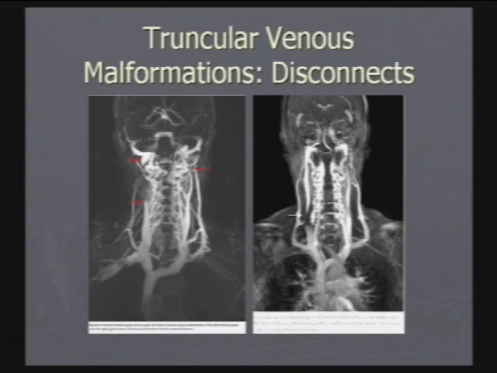Now, the case on the right-hand side is particularly interesting because normally, and I talked with Paolo about this, you will see at least a thin thread going down to the jugular stump. And in this particular case, this narrows significantly and then veers off and joins in with the external jugular. So it does not connect with the stump or the truncular venous malformation. So again, what would you have done if you were going in there with the catheter? So having this three-dimensional information is really valuable.